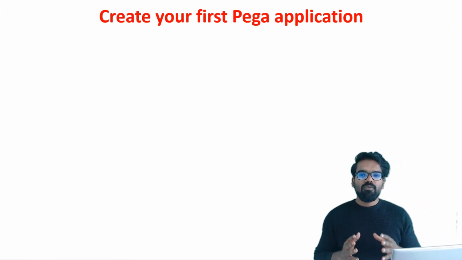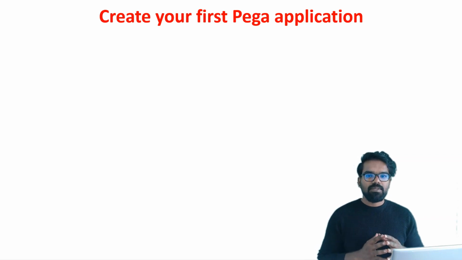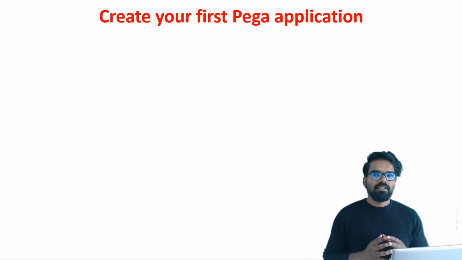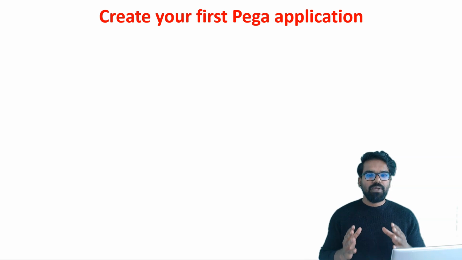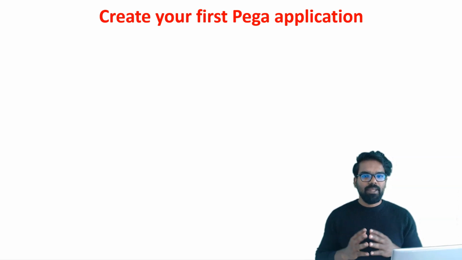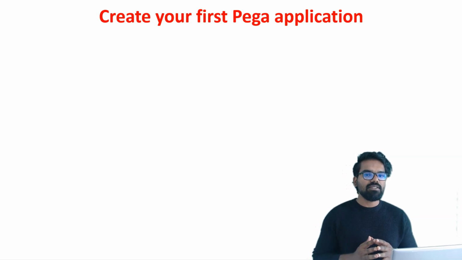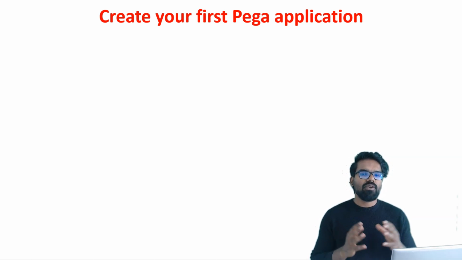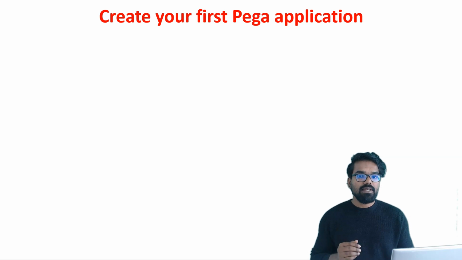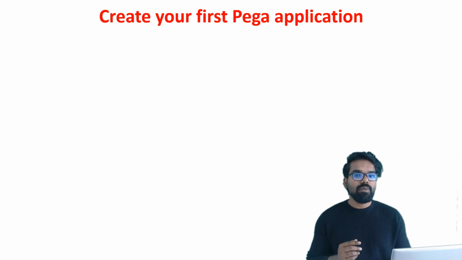In the last video, we looked into different application types and the enterprise application structure. In this video, we are going to create our first new Pega application. In real time, how do you start creating your first application? You write a high-level design for your application. The high-level design should revolve around these three basic questions.